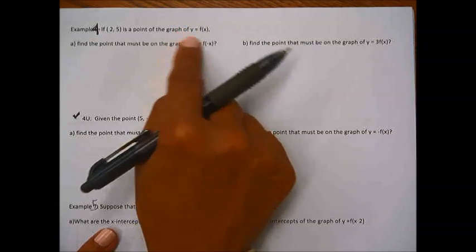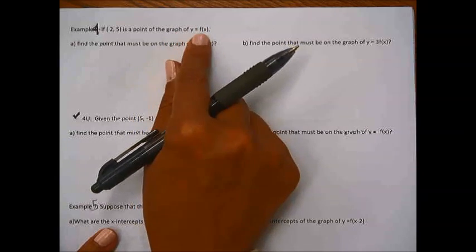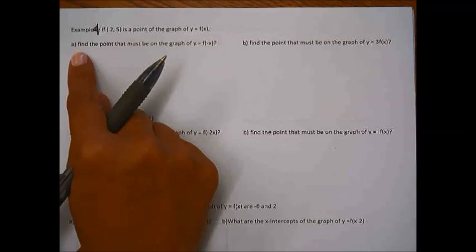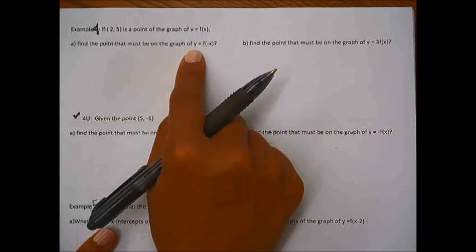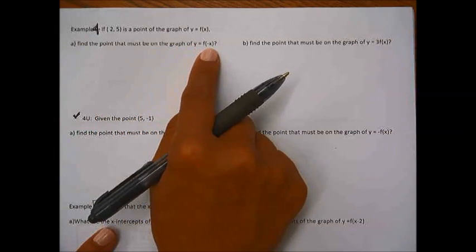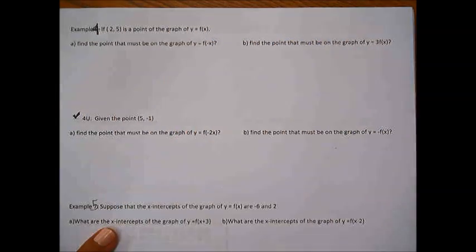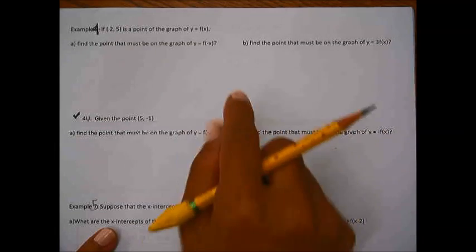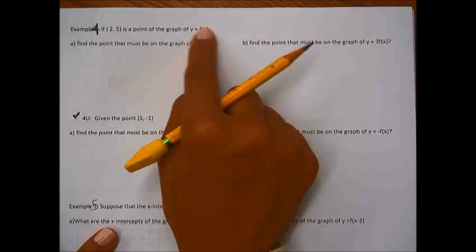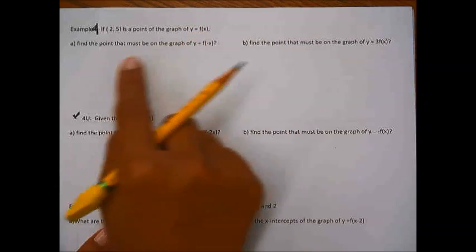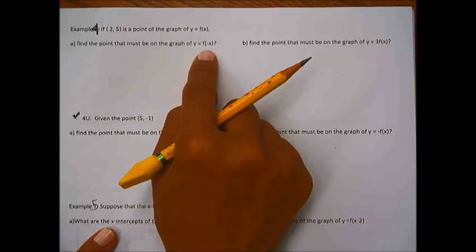any function at all. It doesn't have to be square root. It doesn't have to be x squared. It doesn't have to be x to the third. Any function I want to pick. Part A. Find the point that must be on the graph of y equals f of negative x. So this entire example is just trying to find, do you understand the notations, right? So this is the parent function, whatever f of x is. So what is the new point if this is the transformation that we are doing?